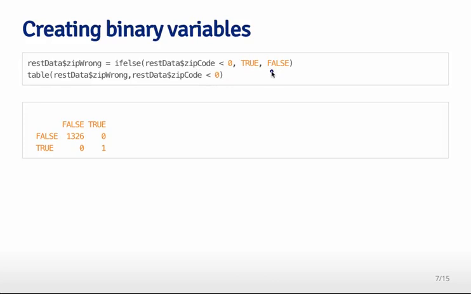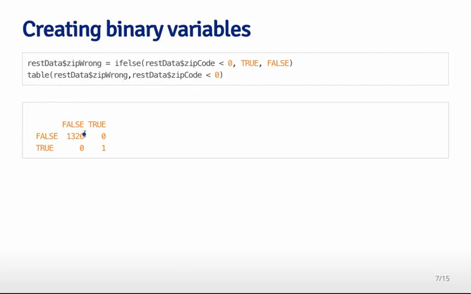And then this is what the function returns if the condition is false. So if the condition is false, in other words, if the zip code is positive, then I get a false. So at the end of the day, what I can do is then make a table of whether the zip code is wrong and whether the zip code is less than 0.